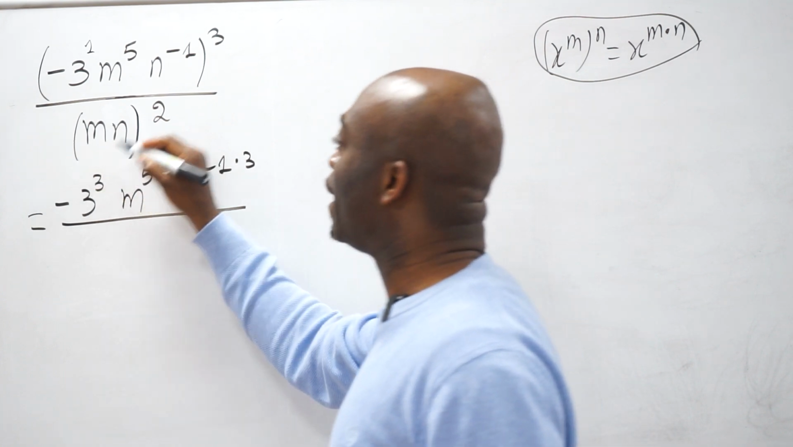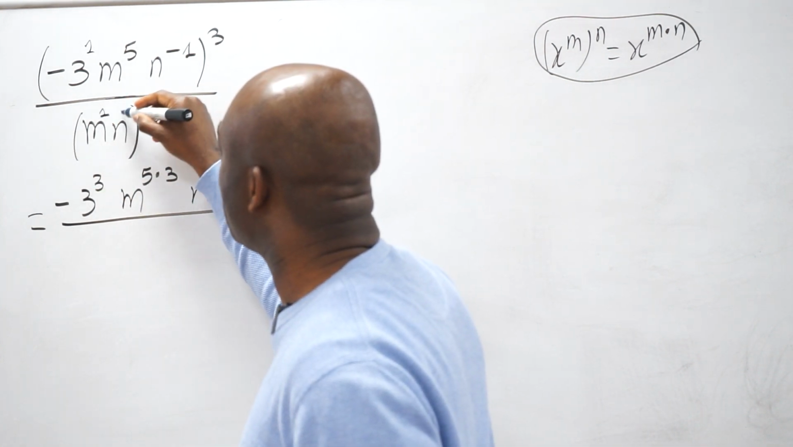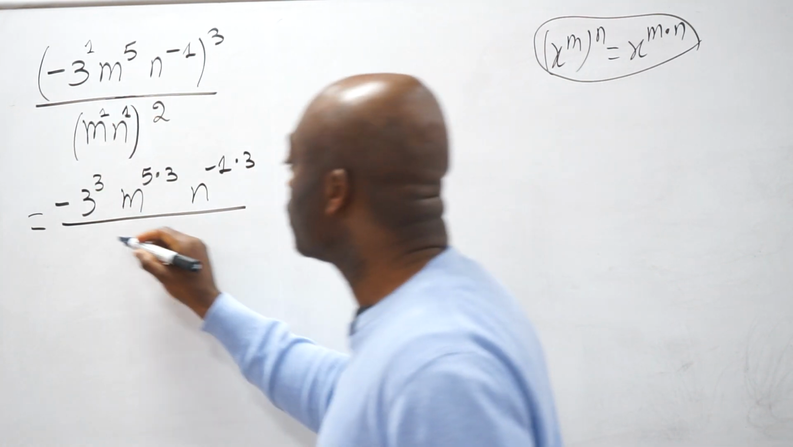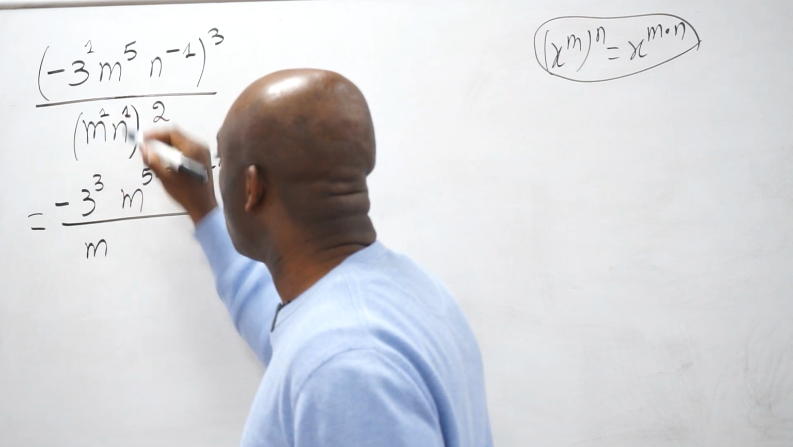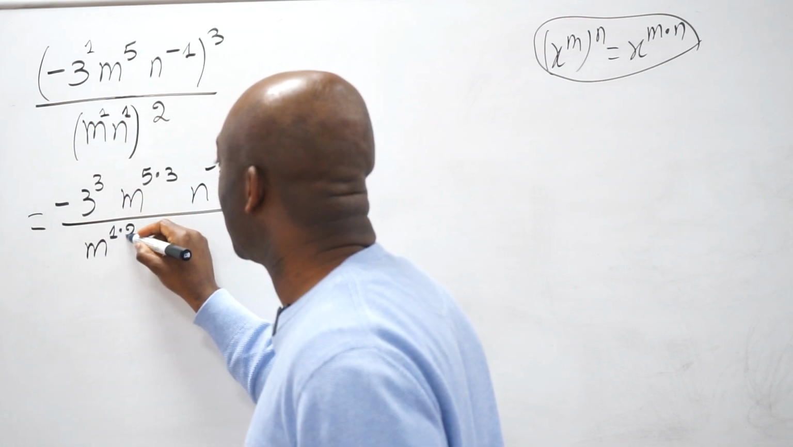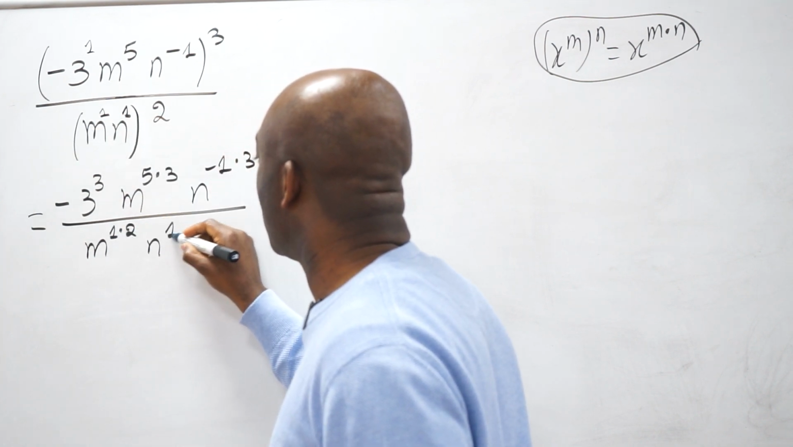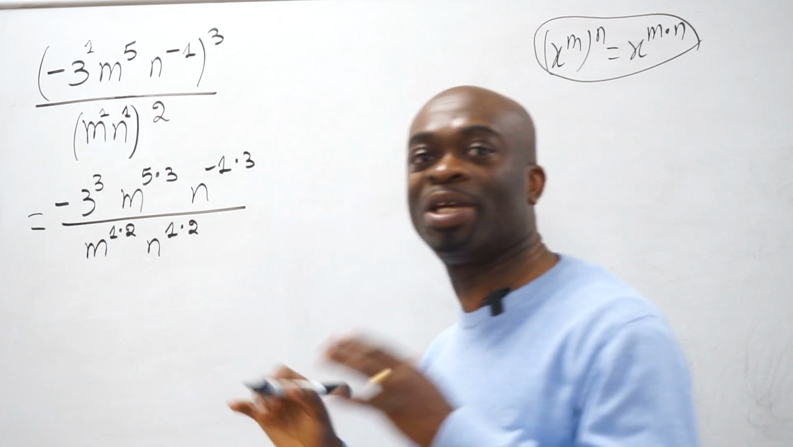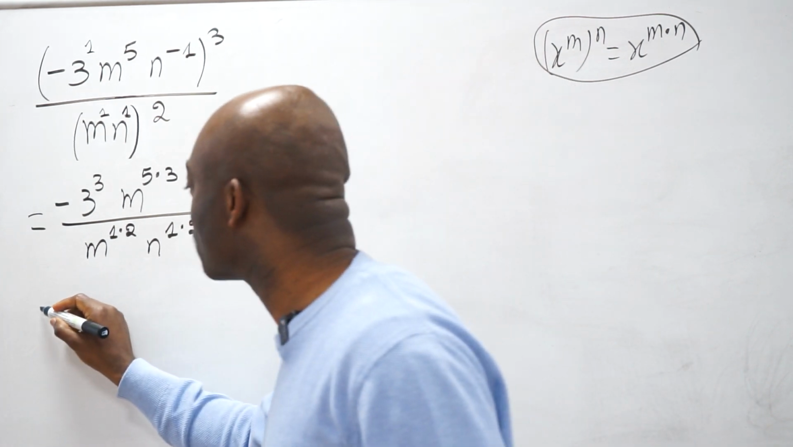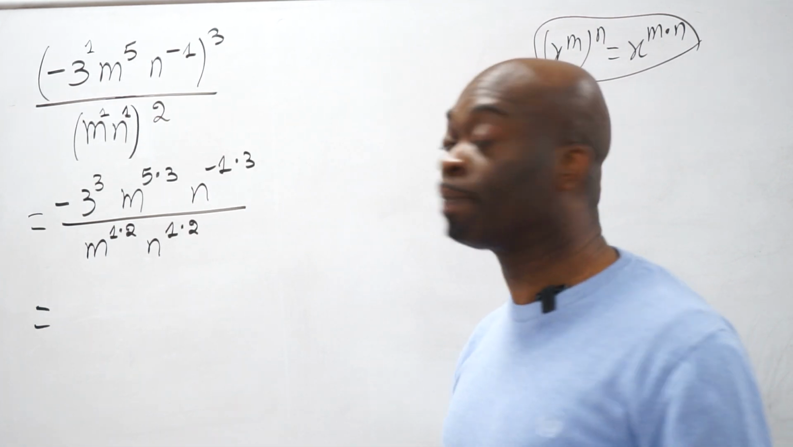What's happening to m and n? They also have an invisible one each. So that means you end up with m to the 1 times 2, and then n to the 1 times 2. I'm just taking time here to clarify certain things, that's why I'm writing all of this. So now let's go for it.